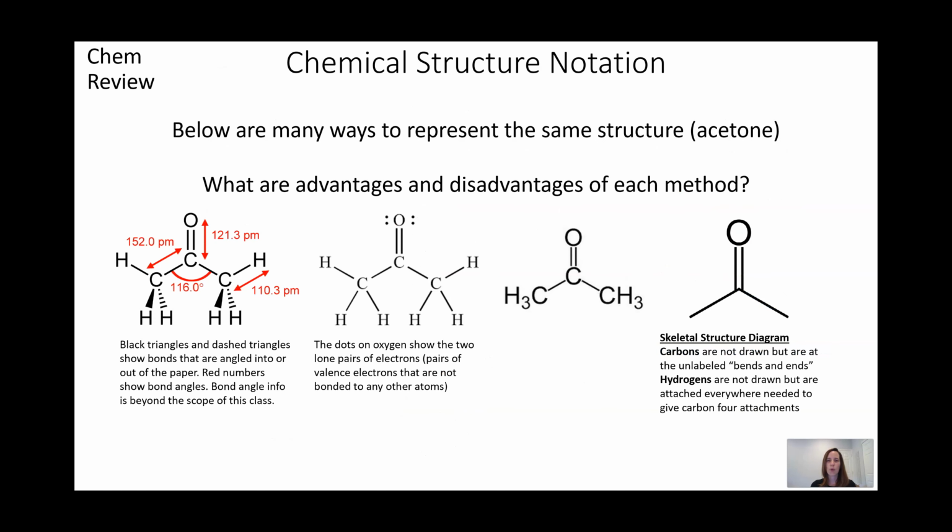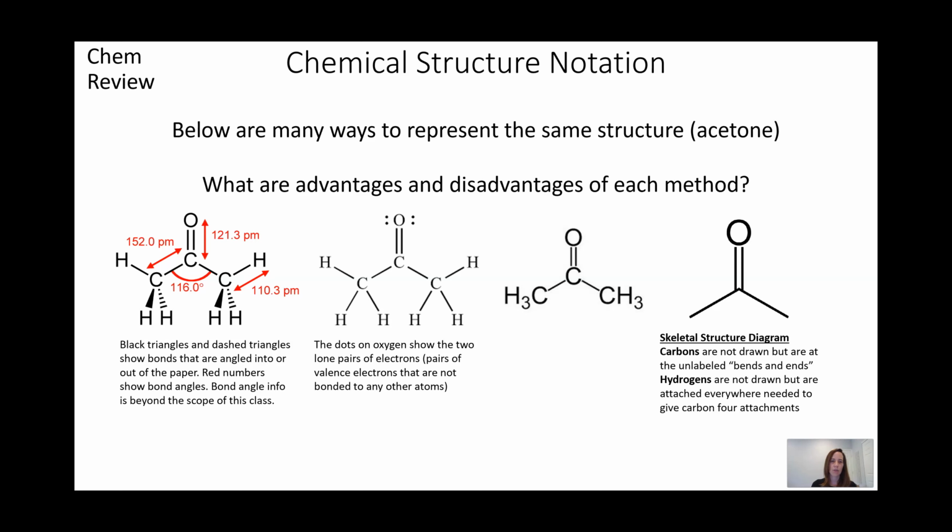All right, we can represent chemical structures in a whole lot of different ways. Take a look at these 4 different methods of representing the very same molecule and see what some advantages and disadvantages of each method are. As we move from left to right, we have more simplistic representations, which means we lose complexity. An advantage of the one on the left is that it has all sorts of information.